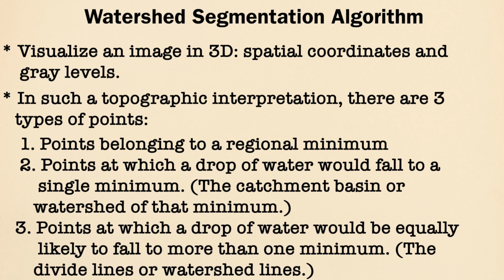Visualize an image in 3D spatial coordinates and gray levels. In such a topological interpretation, there are 3 types of points. Points belonging to a regional minimum; points at which a drop of water would fall to a single minimum, the catchment basin or watershed of that minimum; and points at which a drop of water would be equally likely to fall to more than one minimum, the divide lines or watershed lines.